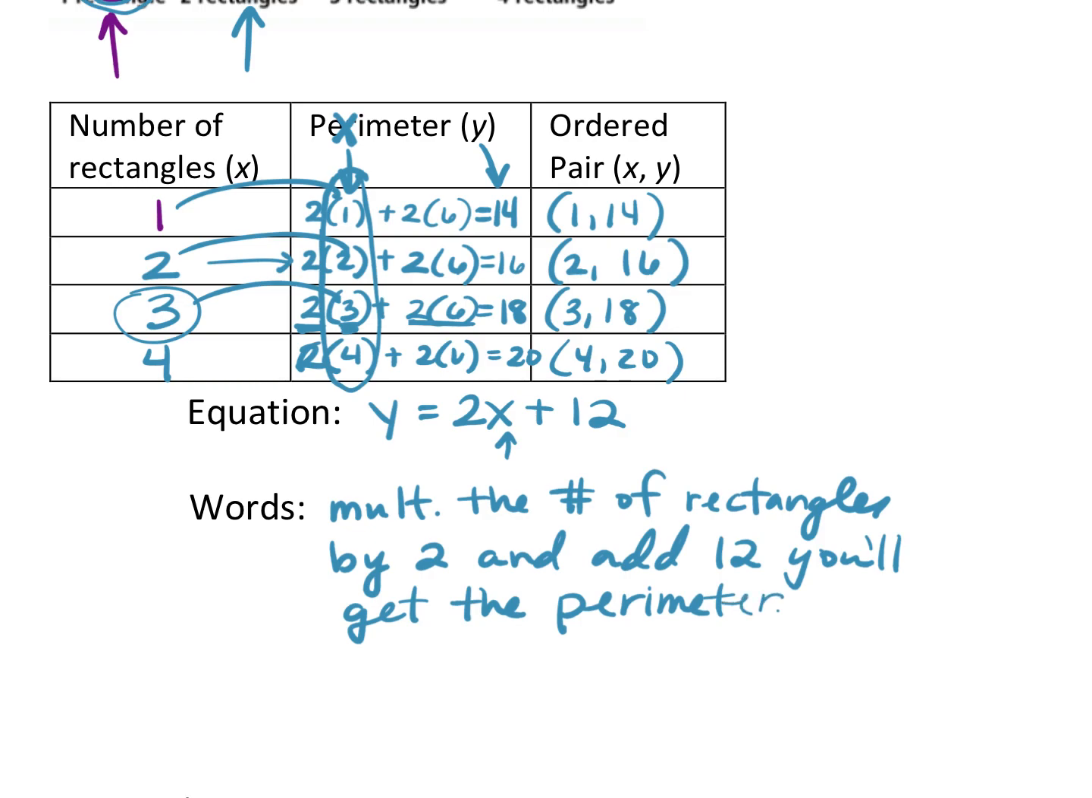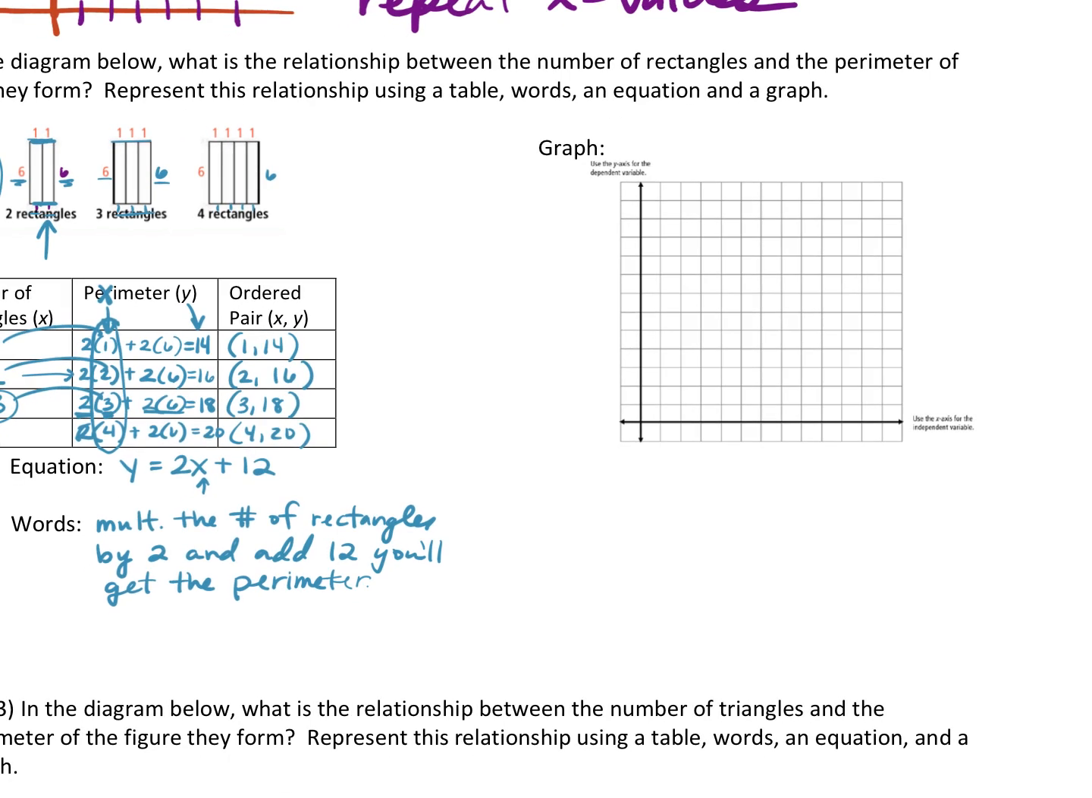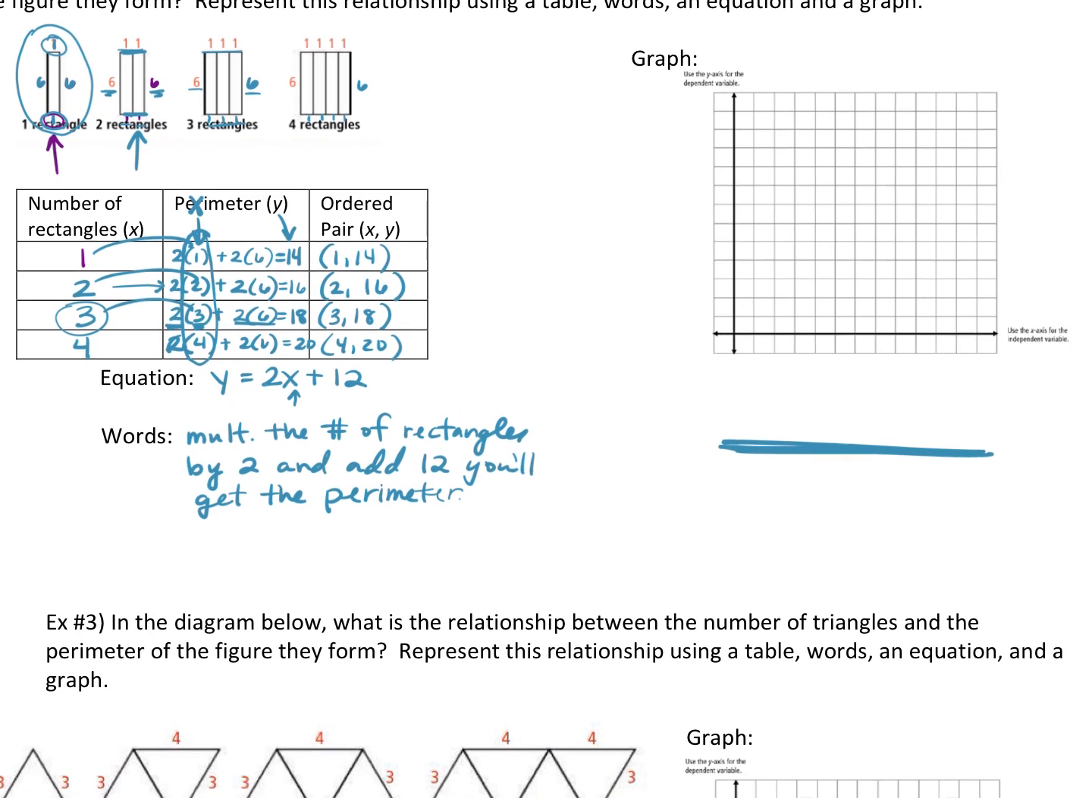Okay, and then what you do with the graph is you want to label your x and your y. What would I label this bottom side as? Is this your x or your y, the horizontal? That's your x. That's your number of rectangles. What's going to go over here? Perimeter. I'm just going to do it like this because I think that's how I put it on your review and your quiz. That's your perimeter.